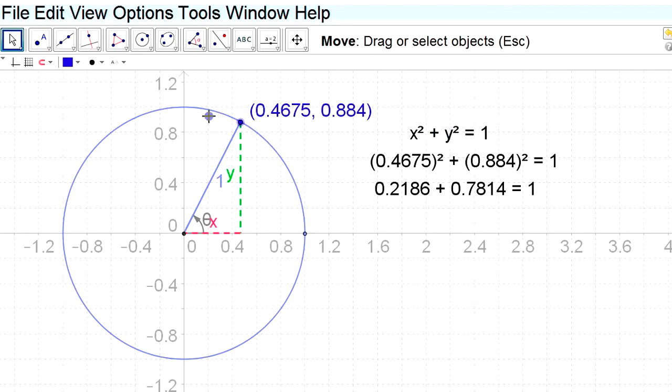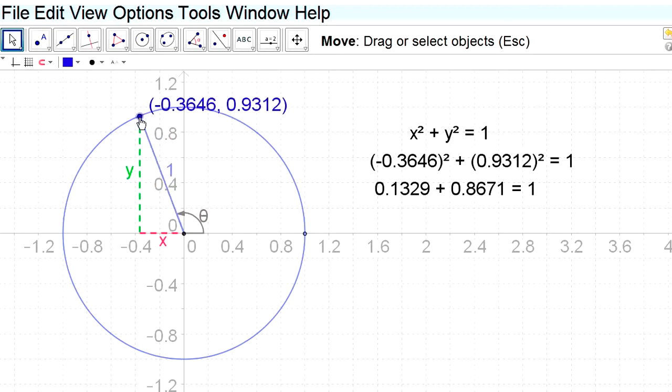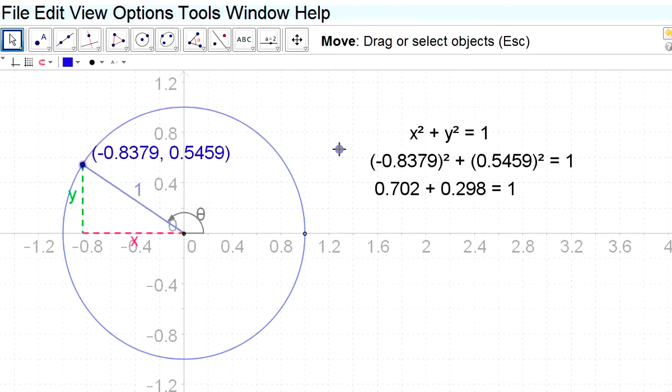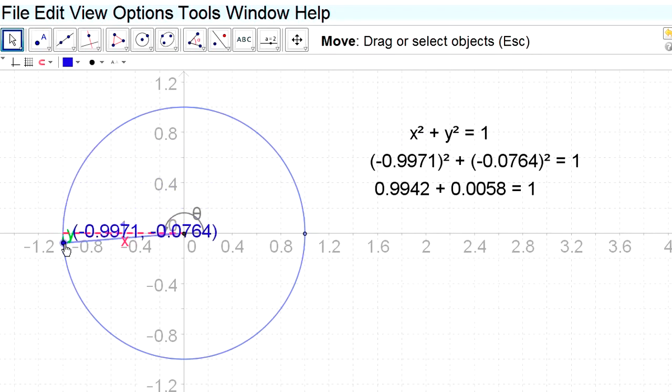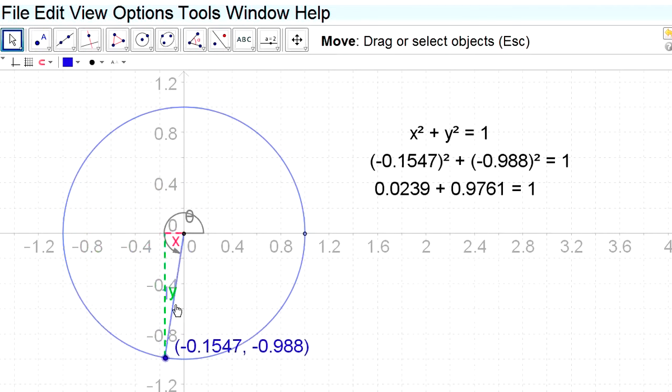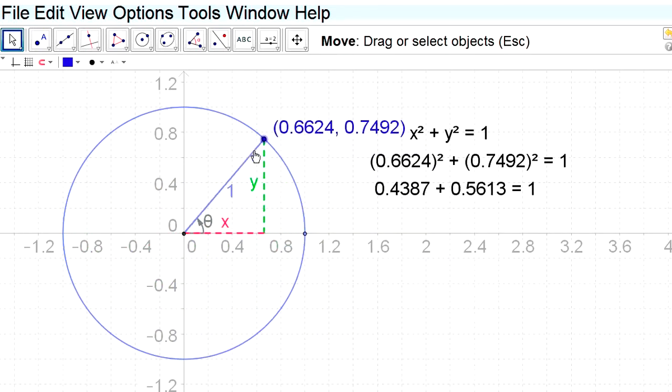That's the equation of this circle, because this circle is the set of all points where that relationship holds between the x coordinate and the y coordinate. As I move around here, one of the coordinates becomes negative. Doesn't matter though, because when you square it, that makes it a positive number. That relationship always holds. It's always equal to 1 anywhere you go on here, all the way around.